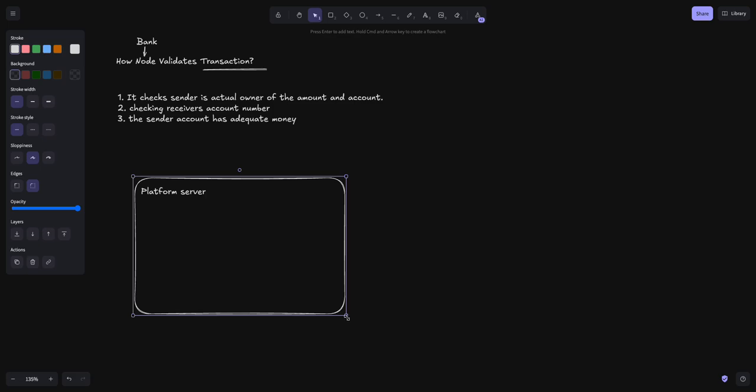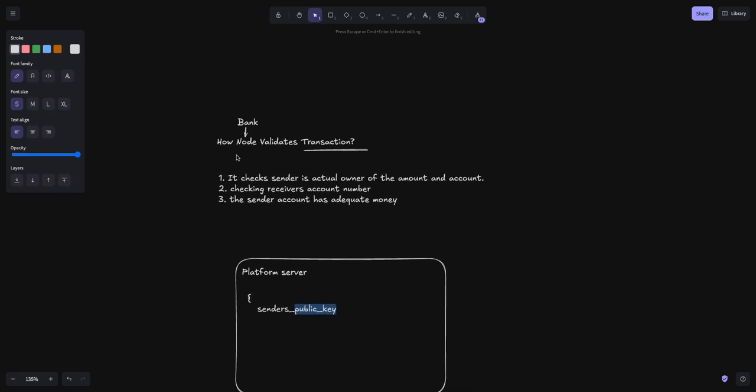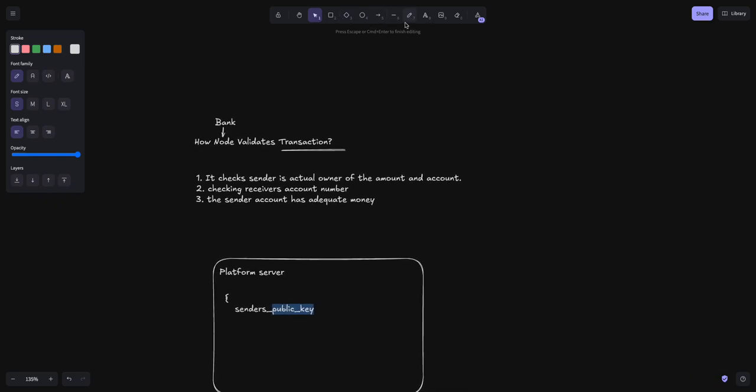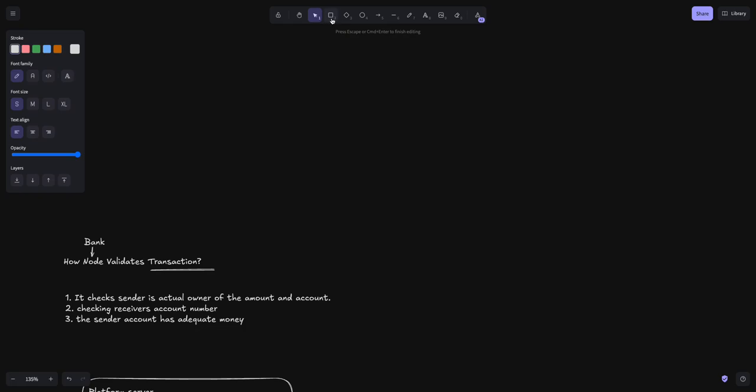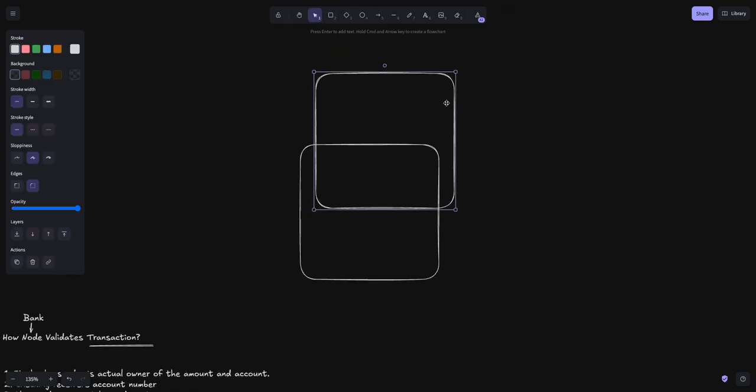The server creates an object. What object does this server create? This server creates an object that has this specified data. First, whoever is sending the money, the sender's public key. Now, before talking about this, first of all let's talk about what a public key is and what a private key is.